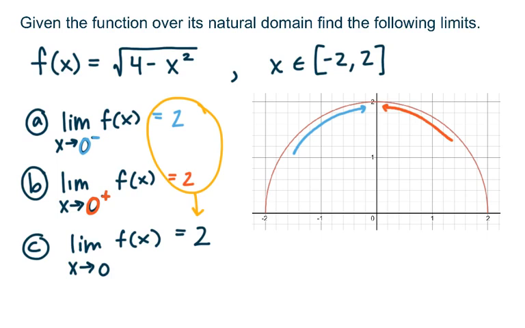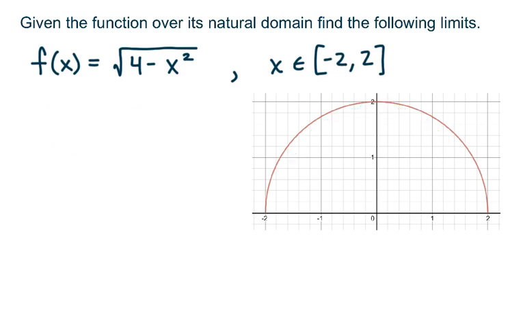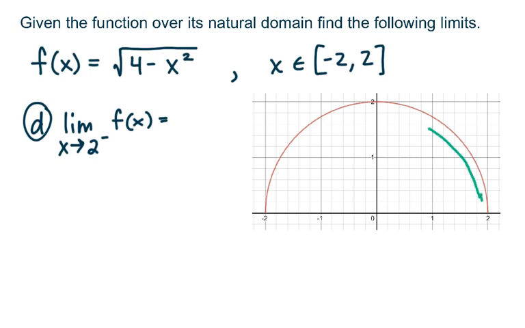So let's look at some other points on the function. Example D here. Let's look at the limit as x approaches positive 2 from the left of our function. What does that equal? As x goes towards positive 2 from the left-hand side, where does my y value go? My y value goes to 0.